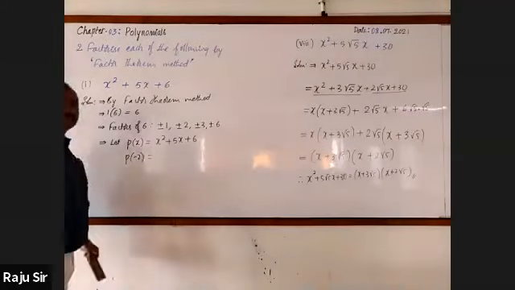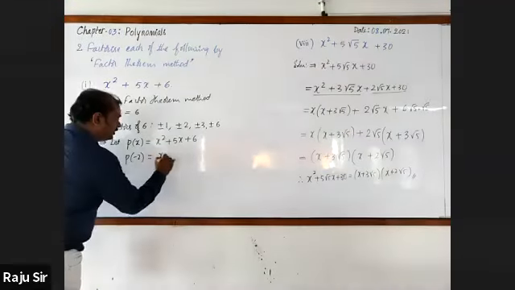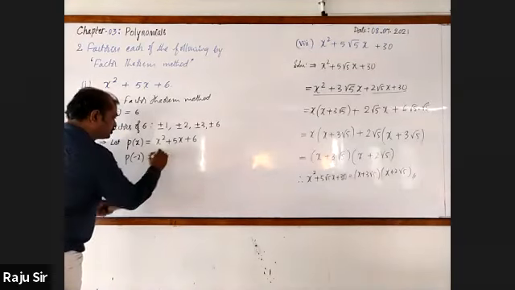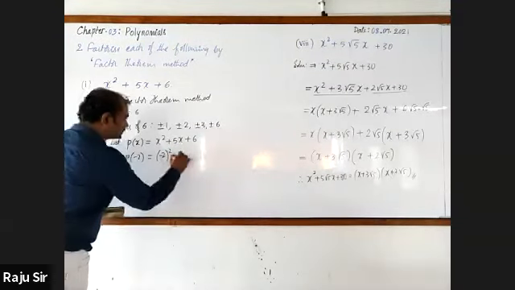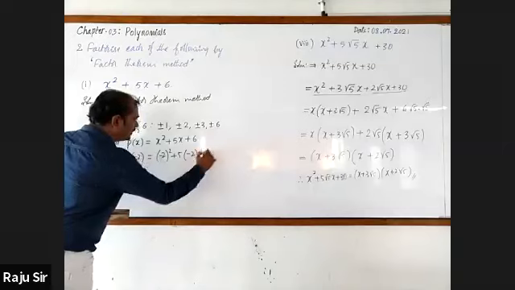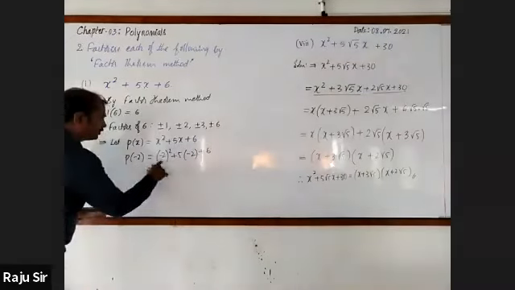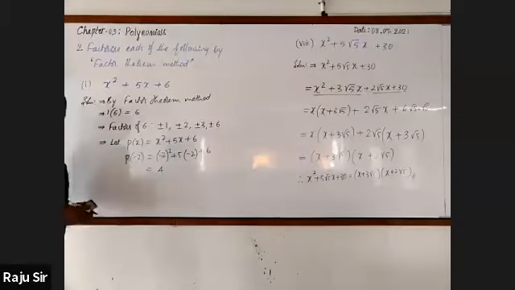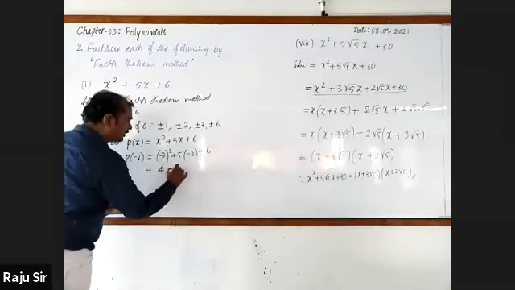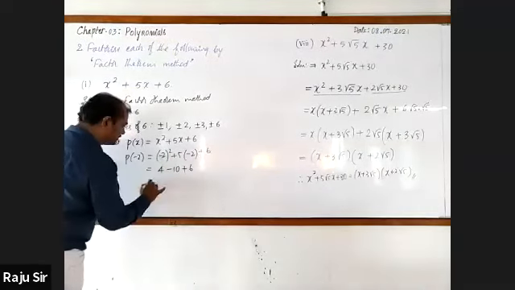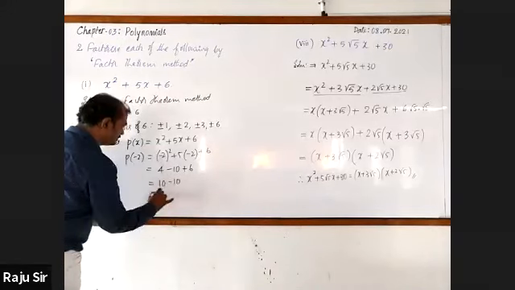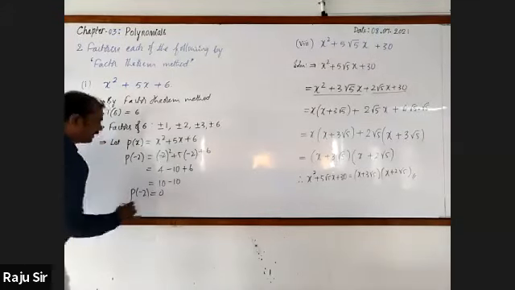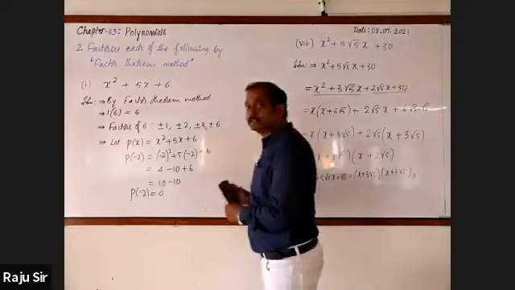Don't write, just observe it. P of minus 2 is equal to minus 2 whole square plus 5 into minus 2 plus 6. This is equal to minus 2 whole square is plus 4. 5 into minus 2 is minus 10 plus 6. It is 10 minus 10 is 0. P of minus 2 is 0.